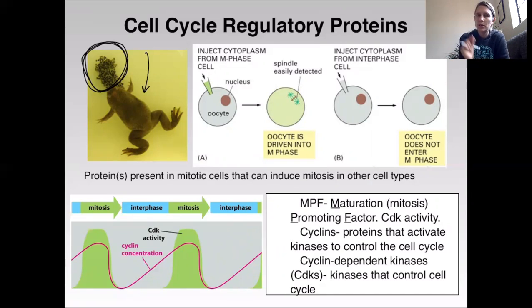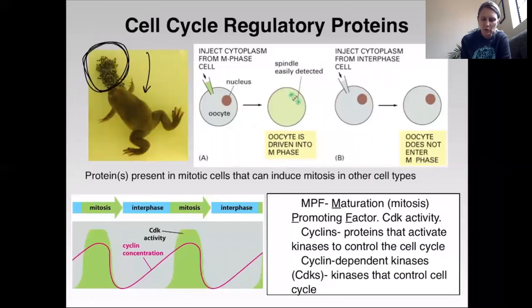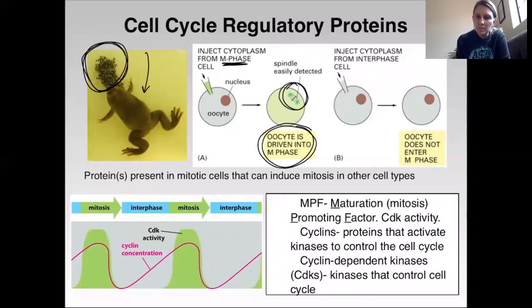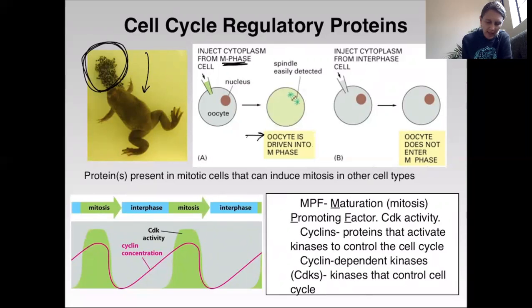All right. So these experiments were conducted on single eggs. What the researchers did is inject the cytoplasm from cells that are in mitosis into an egg. And it caused the cell to form a spindle. So it drove the oocyte, or the egg, into metaphase, right? So there's something in mitotic cytoplasm that can cause cells to start mitosis, right?